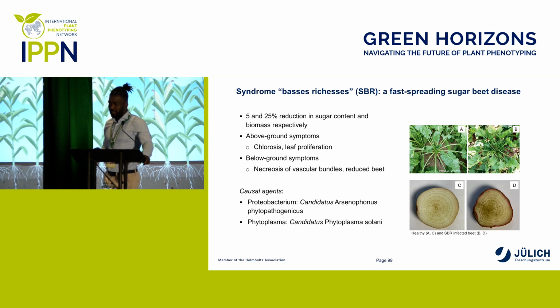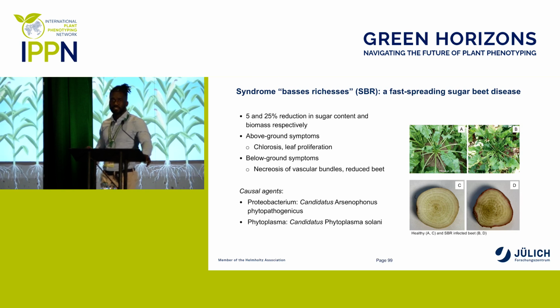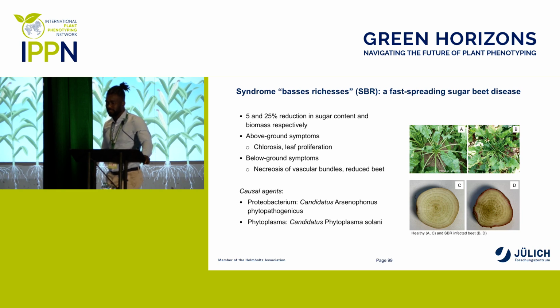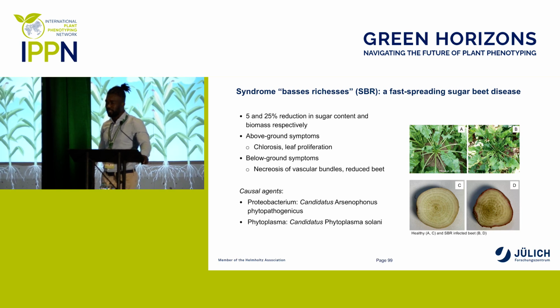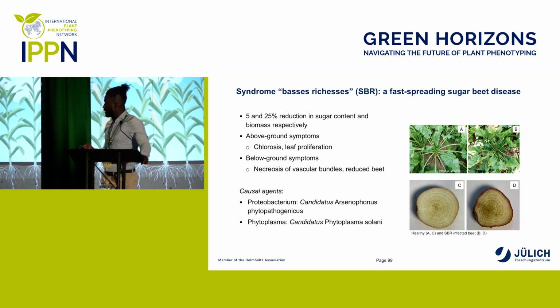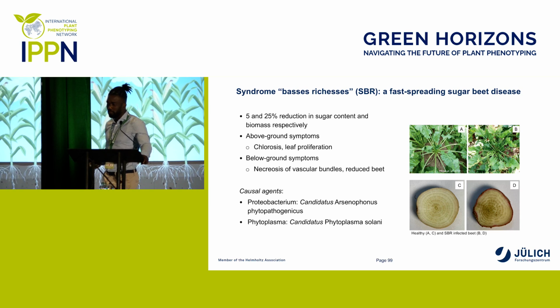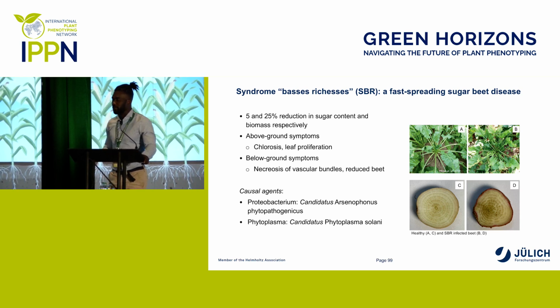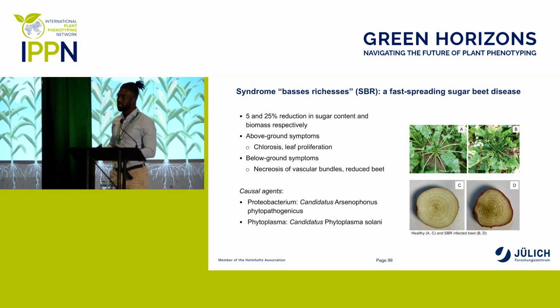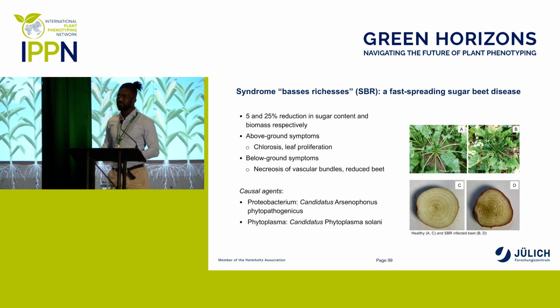So SBR is a fast-spreading sugar beet disease basically in mid-Europe. What the disease does is that it reduces absolute sugar content and biomass of affected plants by 25 and 5% respectively. The symptoms of this disease are quite remarkable for both above ground and below ground crop organs. In above ground, we've observed some proliferation of new leaves and also yellowing of new leaves. But these symptoms become apparent at very late stages of infection.